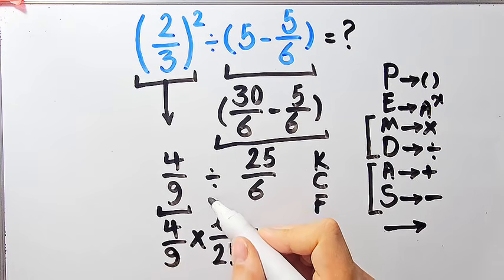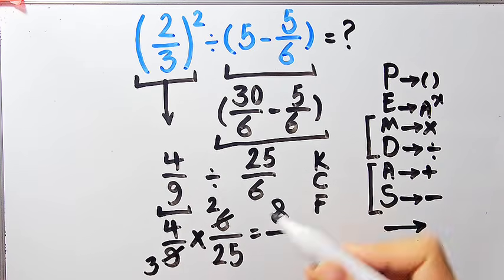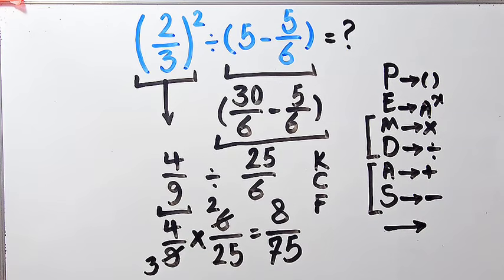6 divided by 3 equals 2, and 9 divided by 3 equals 3. Now we have 4 over 3 times 2 over 25. 4 times 2 equals 8, and 3 times 25 equals 75. The final answer of this question equals 8 over 75.